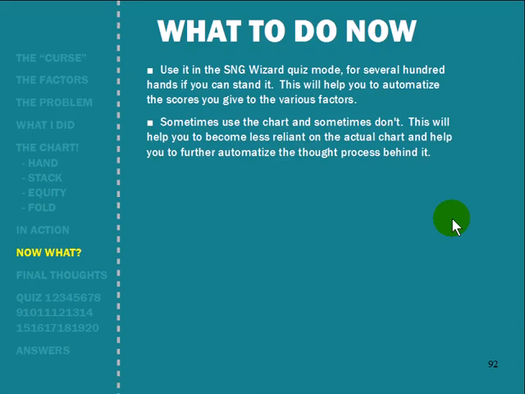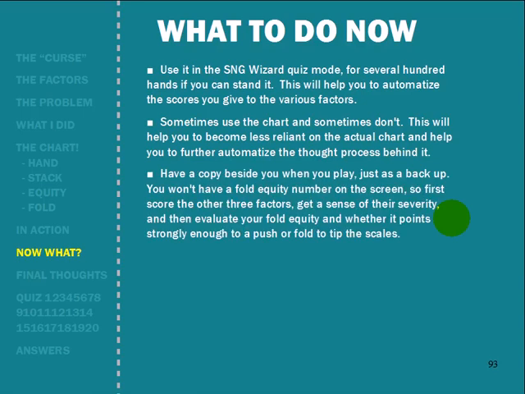And then what I would do is sometimes use the chart and sometimes not. So sometimes don't use the chart when you're going through the quiz mode, but use the method of the chart. This is going to help you become less reliant on the actual chart and help you further automatize the thought process behind it. And I would actually have a copy beside me when I play, sort of just as a backup, especially if you're not a massive multi-tabler.